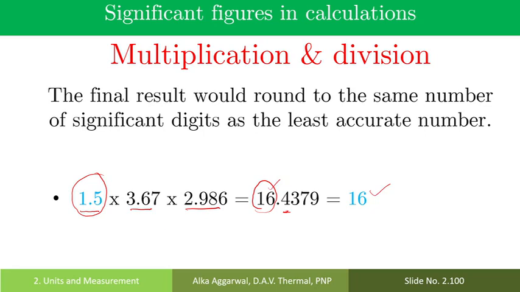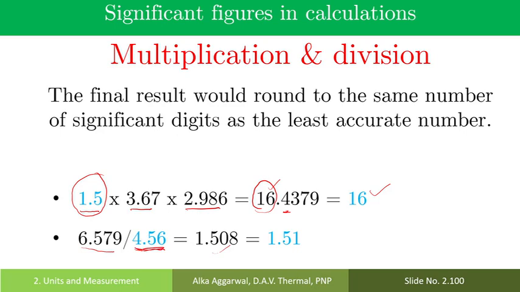The same thing is followed when we divide two quantities. When we divide 6.579 by 4.56, the result is 1.502. Now, this number contains 4 significant digits. This number contains 3 significant digits. So the minimum is 3 significant digits. So, in the final result, there should be 3 significant figures.